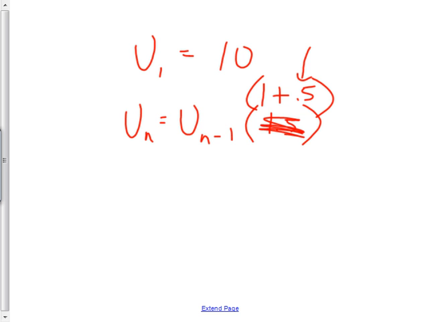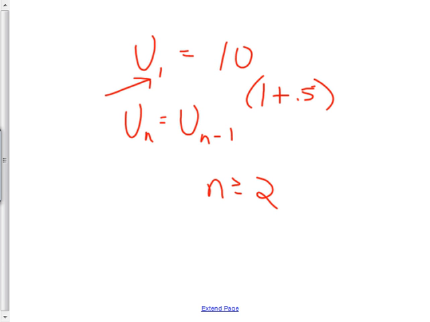One other thing, this little formula is missing something important. What's it missing? Domain. The domain on this thing is n is greater than or equal to, what in this case? 2. Because you always want to be 1 bigger than whatever that is.